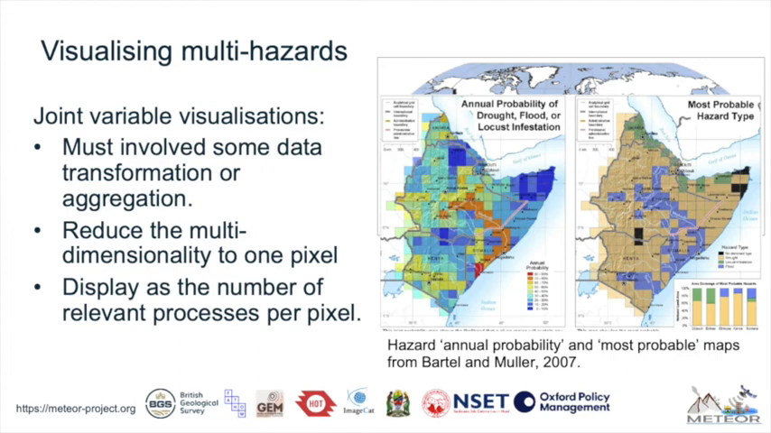It is also possible to display information such as the annual occurrence probability of the hazards addressed within a study. In the study by Bartle and Muller, they aggregate the single hazard visualizations from the previous slide to generate a hazard annual probability and most probable hazard output.